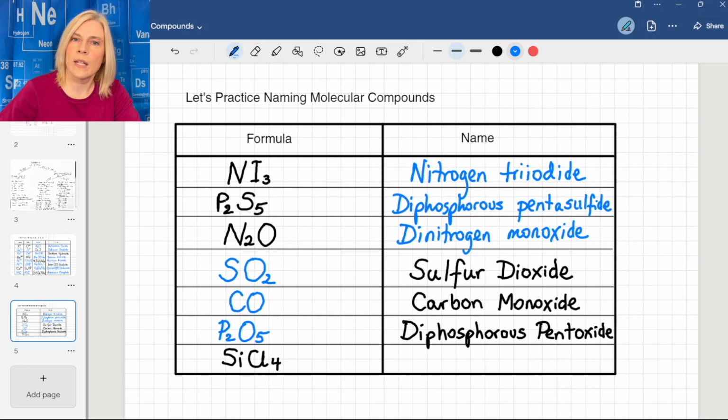Okay, and what about this one? Well, we have silicon, one silicon. We do not say mono, right? So we just say silicon. And then we have chlorine. So we just have chloride. How many? 4. Tetra. Tetrachloride.